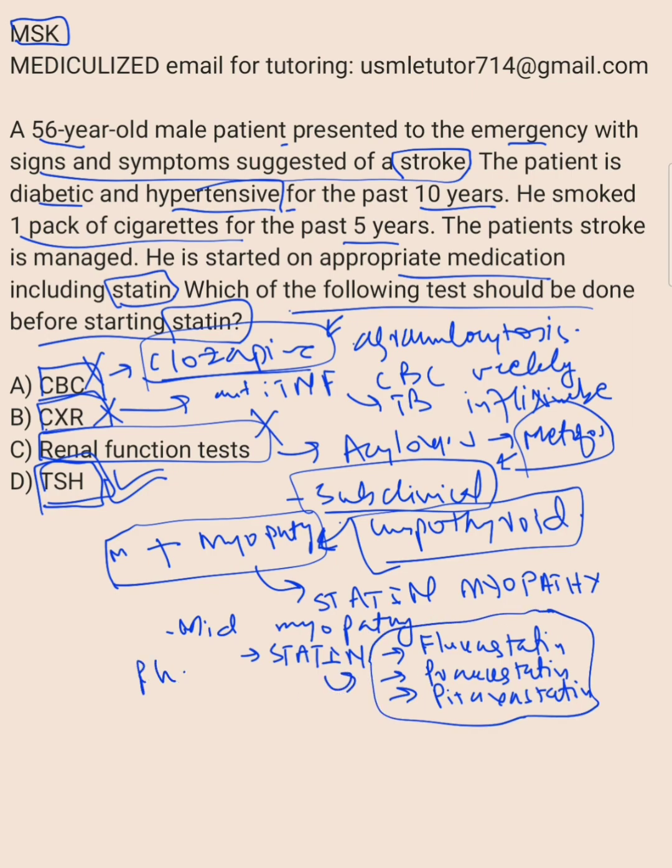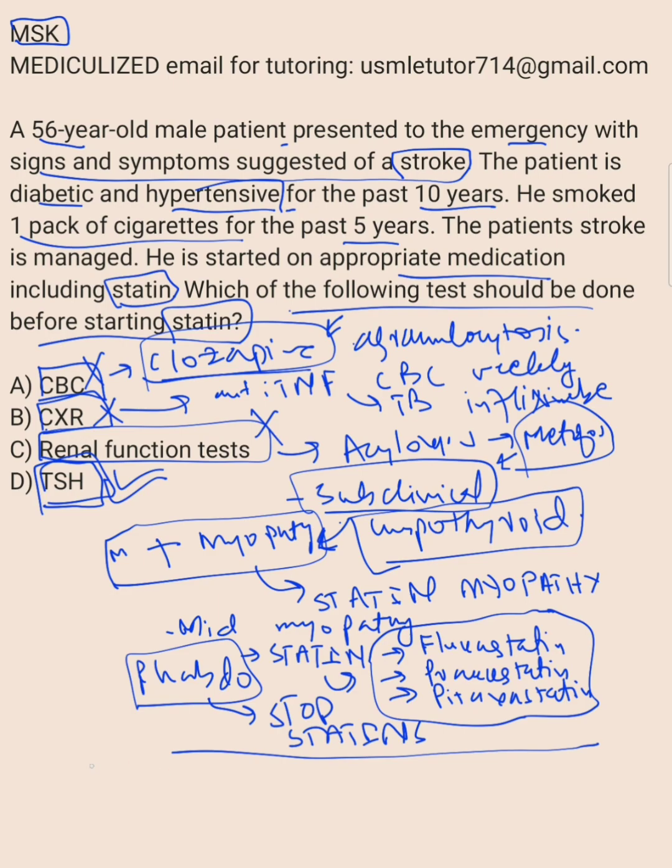But if the patient has rhabdomyolysis, which is a very severe one, or severe myopathy, then you stop all statins. There have been reports where they were successfully given, but usually you just stop all statins entirely.